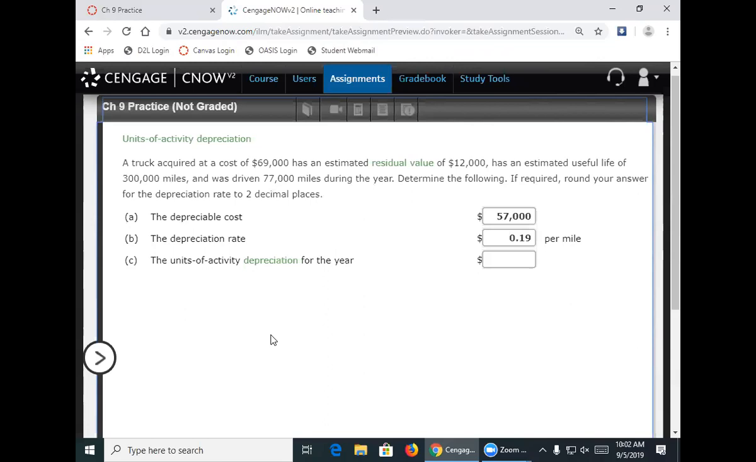So we would just take 77,000 times 0.19, which is 14,630. So the depreciation for the whole year is $14,630.